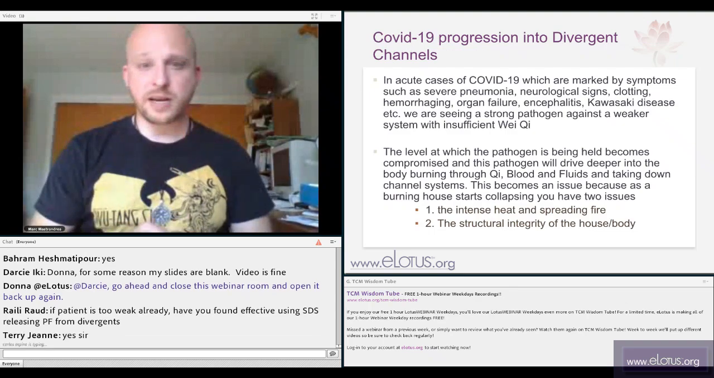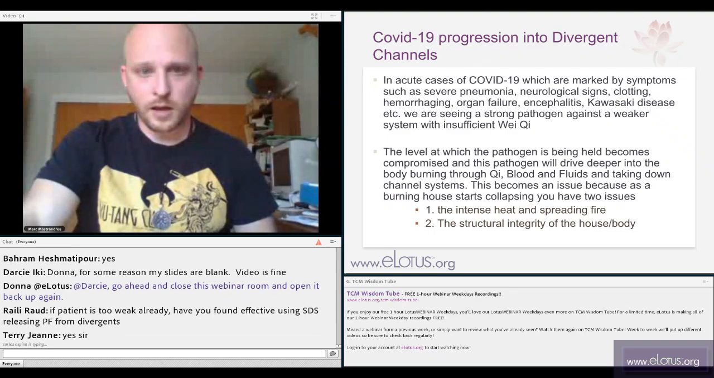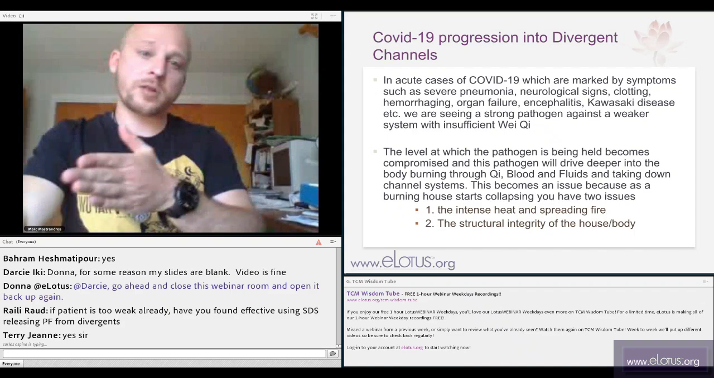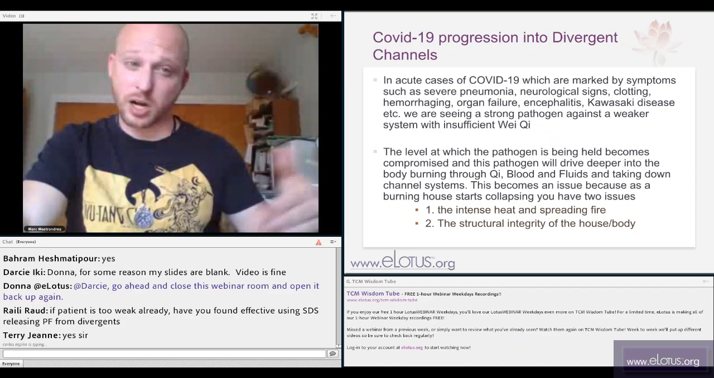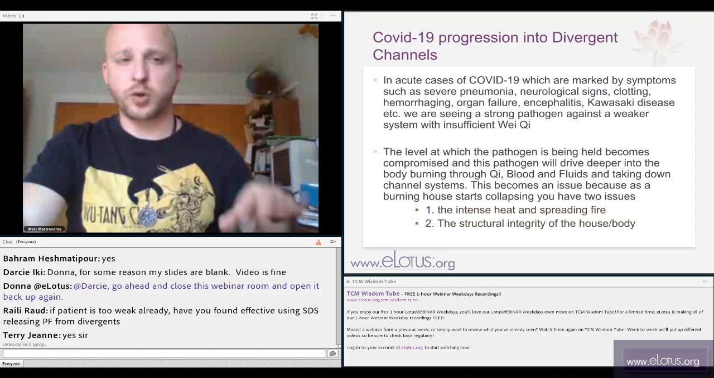So, COVID progression in acute cases of COVID. The prophylactic slides, just so you know, are at the end of this. We adjusted them so that we could talk about how to treat acute COVID. So we'll go over that later.